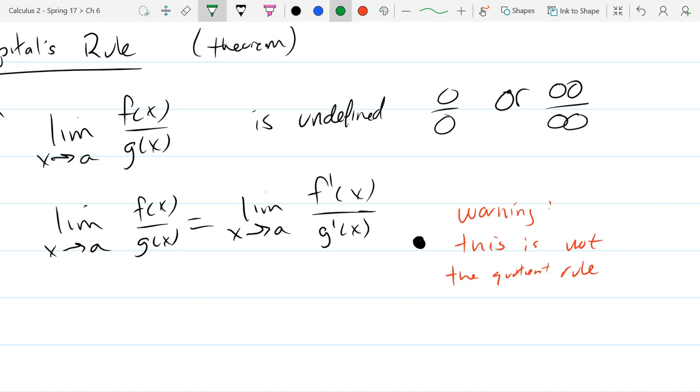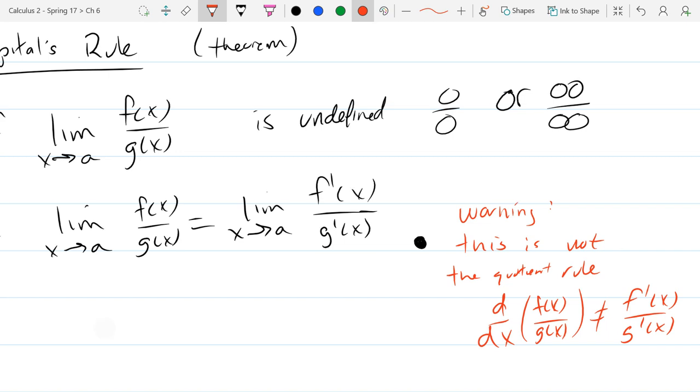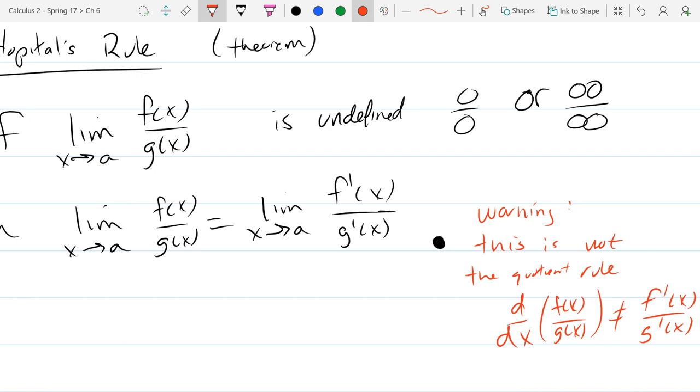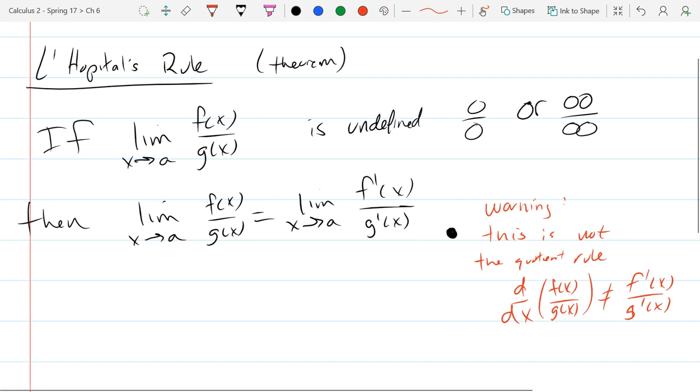All right, and of course, the quotient rule. It's definitely not f prime over g prime of x. So the quotient rule is definitely not that. So don't let this mess up your quotient rule. Maybe in your dreams, that's what the quotient rule is. All right, there's L'Hopital's rule. And we're going to apply it in the first example.